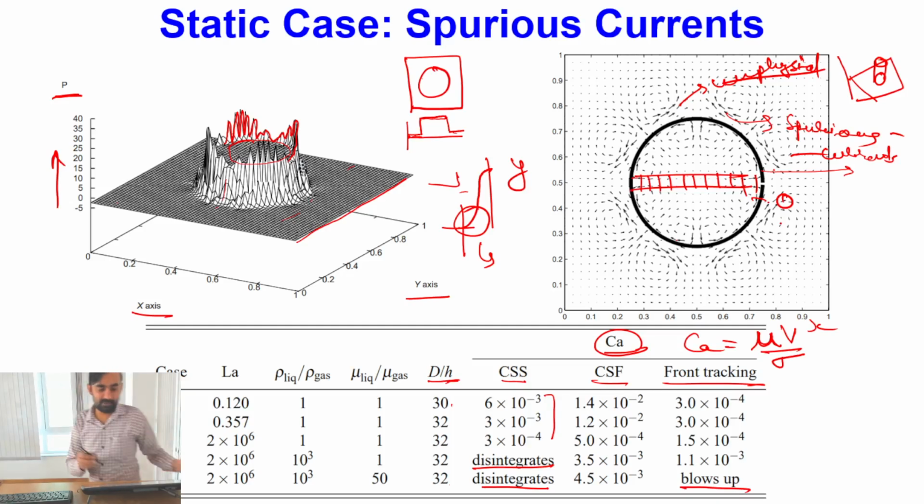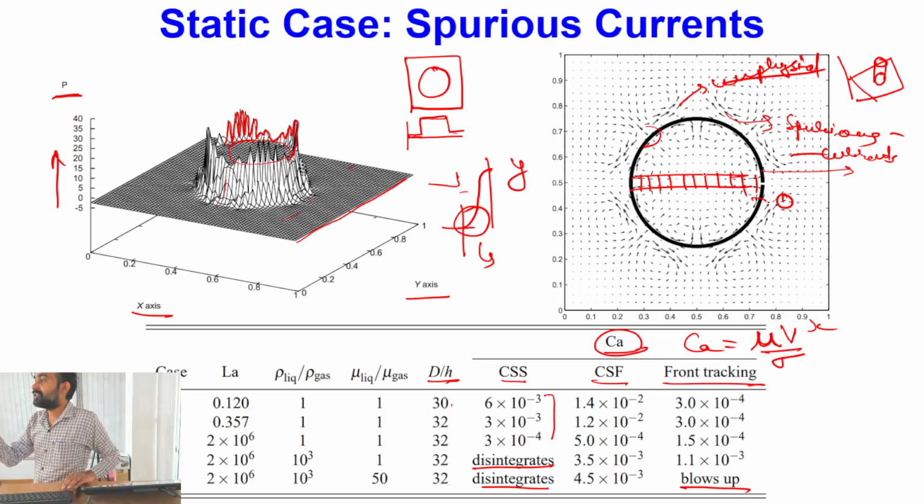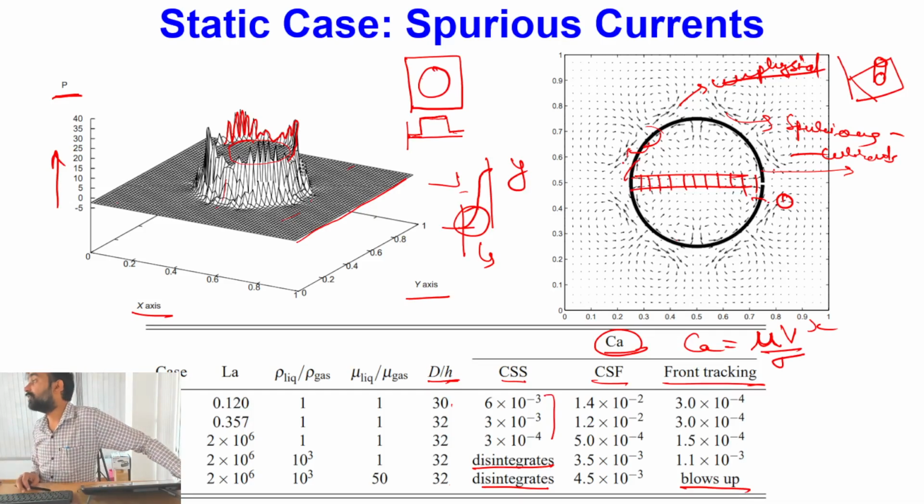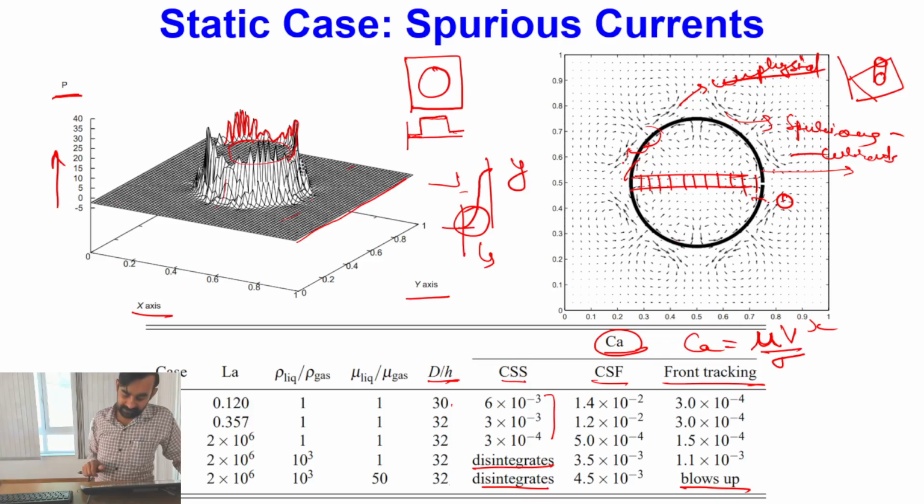Because ultimately spurious currents are nothing but some random velocity fields. So if the magnitude of these random velocity fields becomes significantly high, then these can even lead to breakup of the interfaces. And these breakups of the interfaces will be unphysical, because as per physical conditions this does not happen. Okay, so that is what is specified over here.